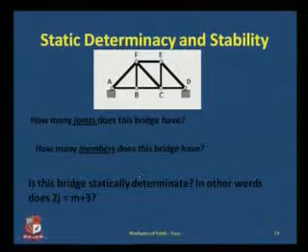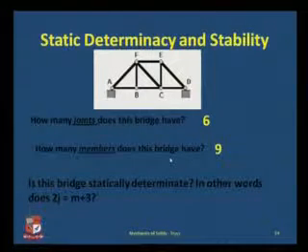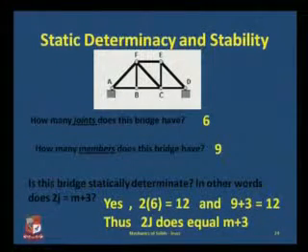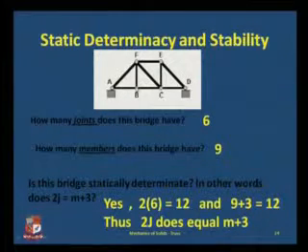But the only thing is, if I remove one member, that is if I have removed member BE, I have converted this truss into a stable truss with 6 joints and 9 members, which satisfies my equation of m equal to 2j minus 3, or the equation of 2j equal to m plus 3. So this is a stable truss. What I have done is basically removed only one member, that is member BE.